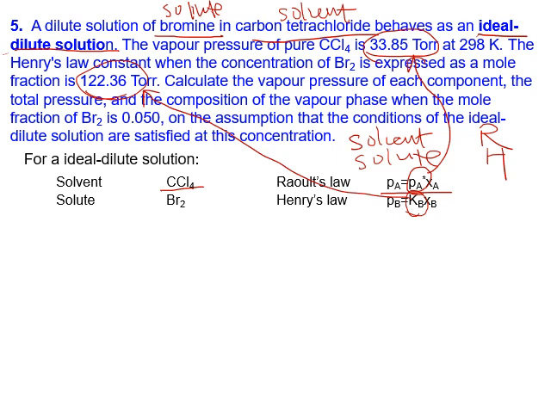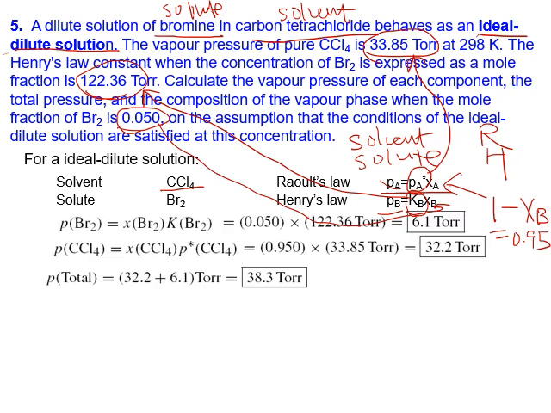Now, in order to calculate the pressure, we need to know the mole fraction. The mole fraction given here, 0.05, is for bromine. So how do you calculate the mole fraction for carbon tetrachloride? They add together to make 100%, so it's 1 minus xB, and that gives you 0.95.